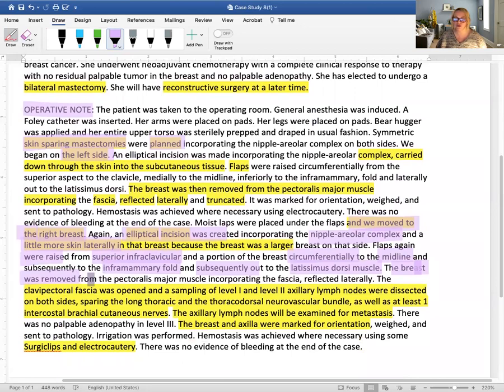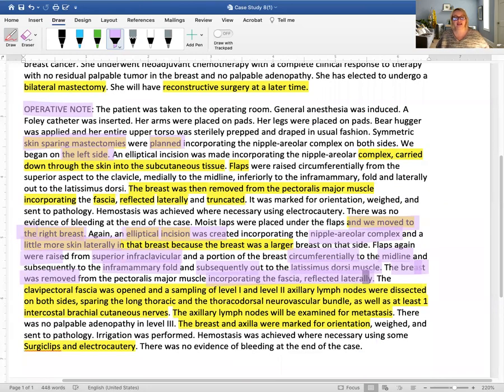And it was removed from the pectoralis major muscle, incorporating the fascia reflected laterally. Now take a moment to dissect that statement. If it's removed from the muscle, does that include the muscle? No. It means that they've separated the breast tissue and left the pectoralis major muscle behind.